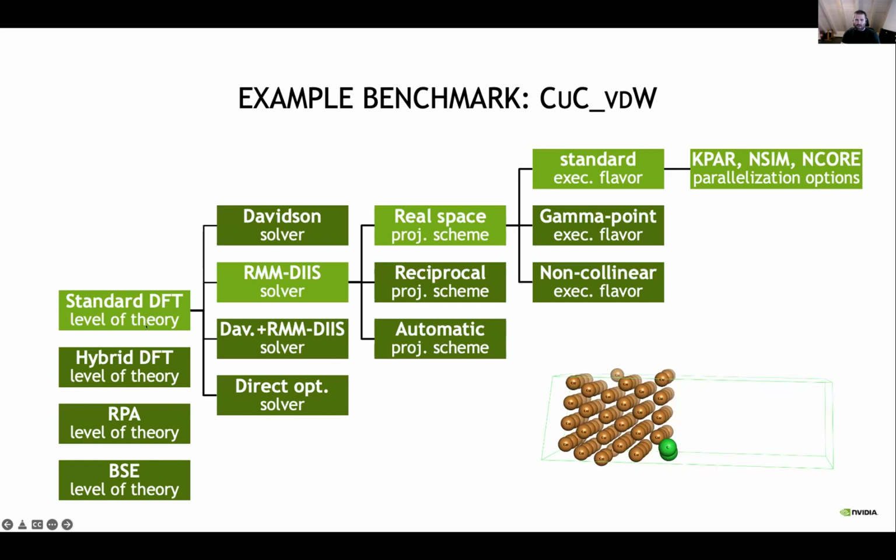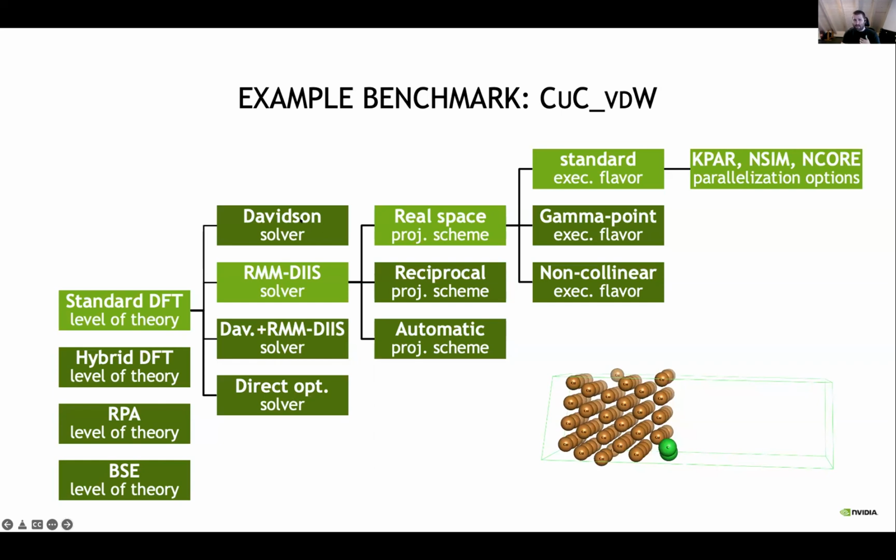So I think on the first level, you can choose what level of theory you want to go with, right? There's standard DFT, hybrid DFT, there's RPA, BSE, and probably a lot more that I'm not even trying to put on this slide. And then going along with basically each of these methods is a set of solvers or algorithms that can be used to get the result.